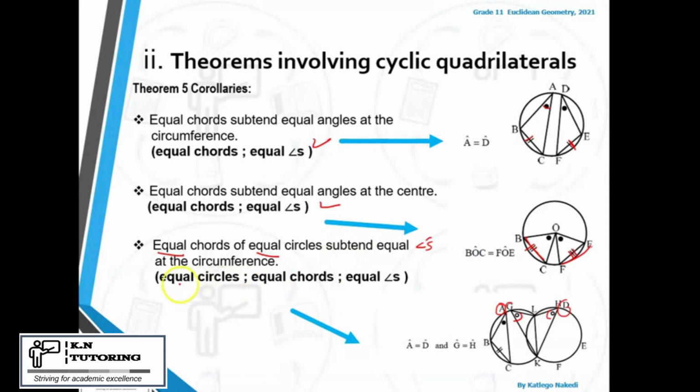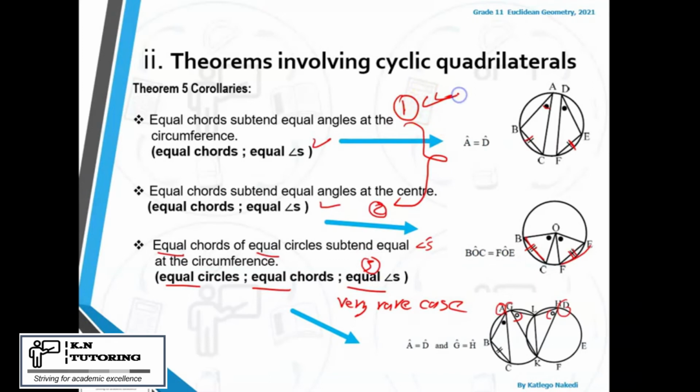Sorry about that. The summary, they say equal circles, equal chords, equal angles. But this is a very rare case. In most cases, this is the true, especially this one. So this is the first priority. This is the second priority. This is the third priority. So this one you need to know by heart.